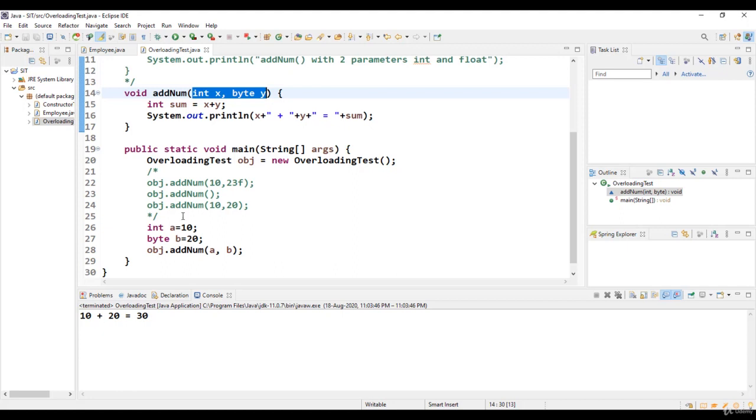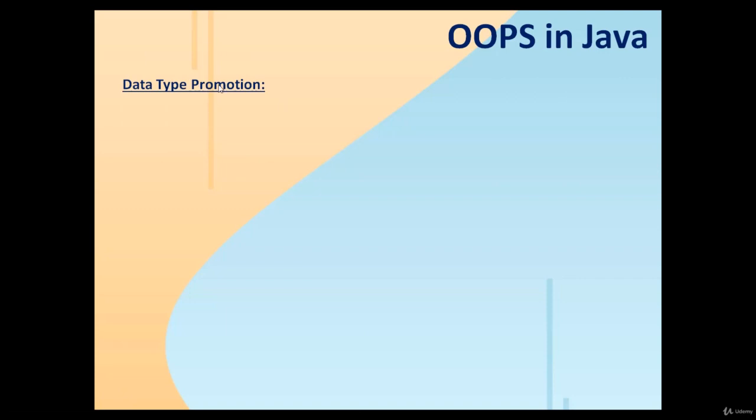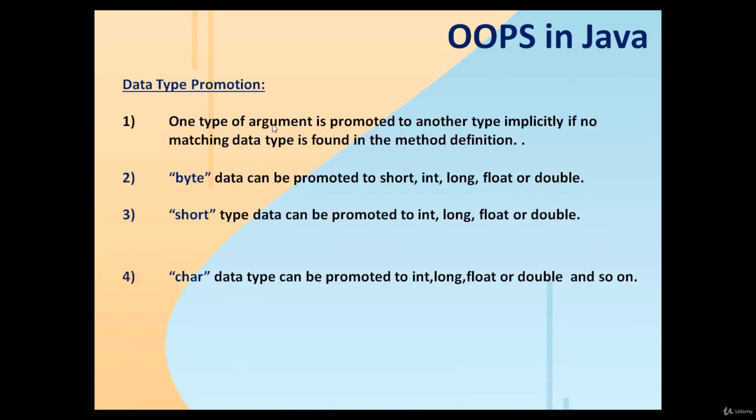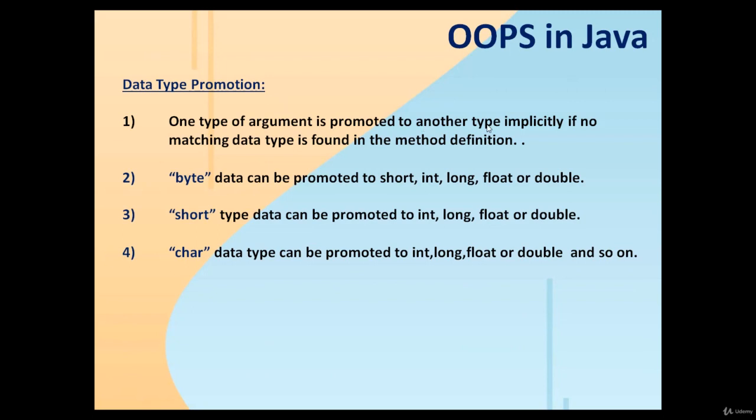10 plus 20 is equal to 30. But I am just converting this to short type. Still it is working. So what is happening? Type promotion is happening. Data type promotion is happening. What is that? One type of argument is promoted to another type implicitly. Internally, one type of data is converted if no matching data type is found in the method definition.